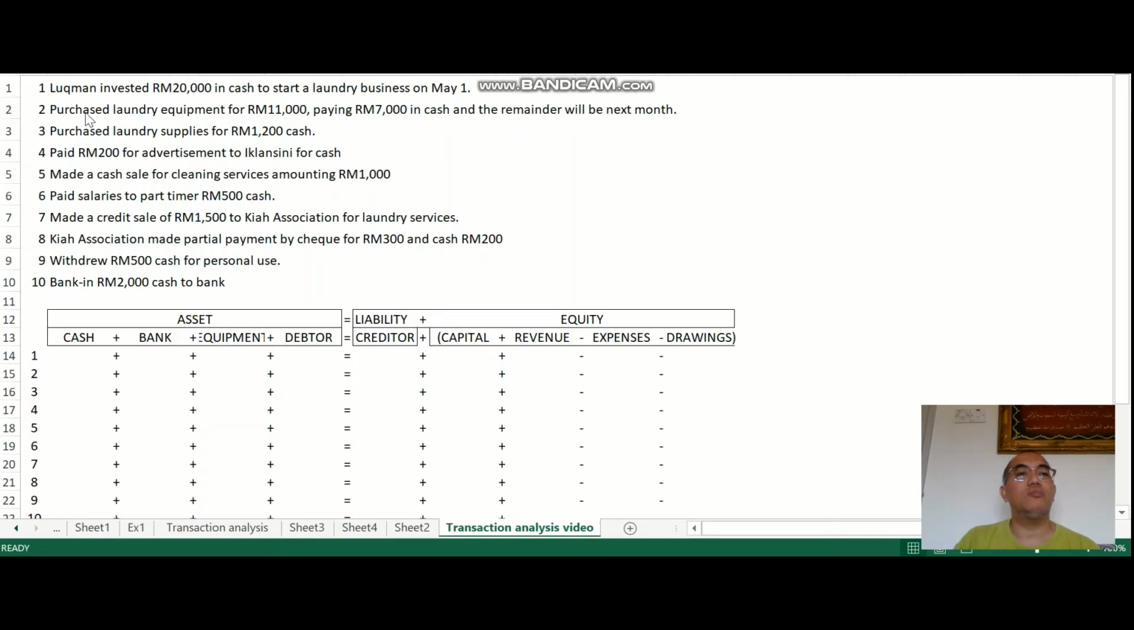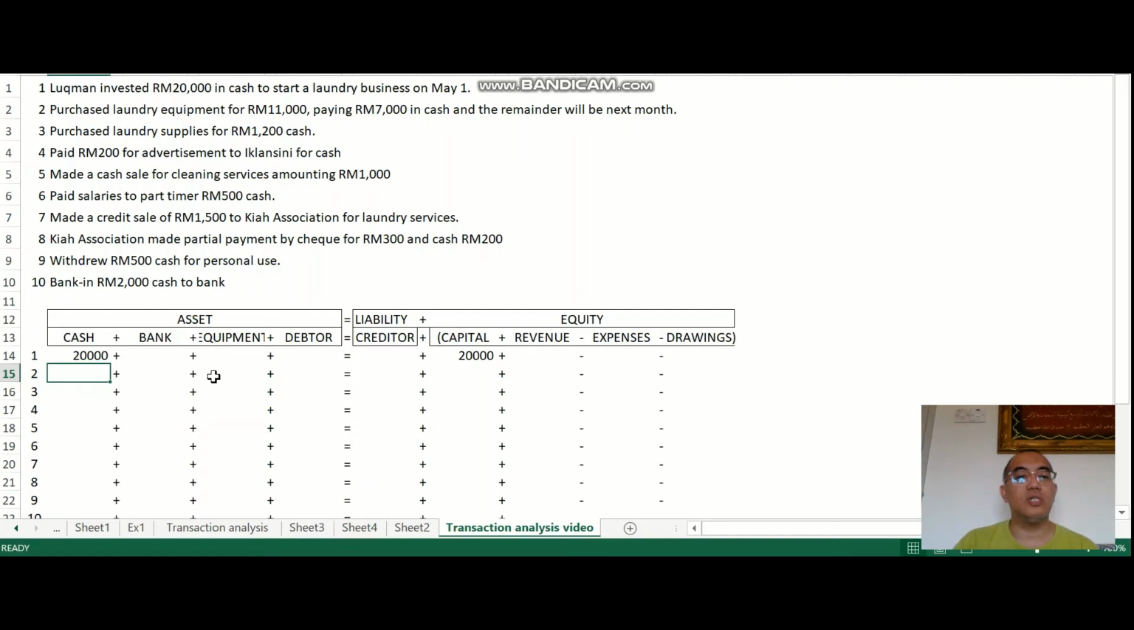So number one, Lukman invested 20,000 in cash, start a laundry business. Okay, so we can see our cash increase. So I just put 20,000 cash, and then of course our capital also increased 20,000. So if you can see here, 20,000 asset equals capital 20,000. So now they're equal, right? Okay. Number two, purchase laundry equipment for 11,000.